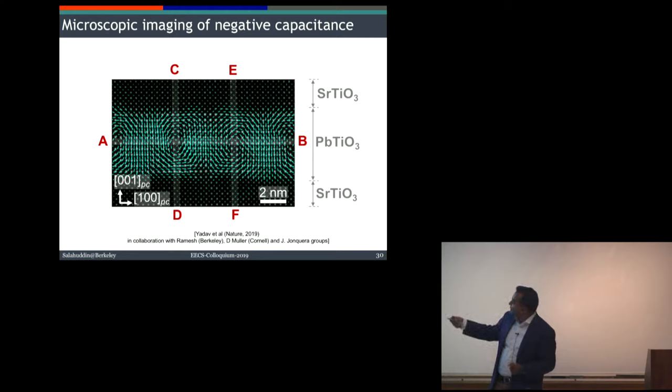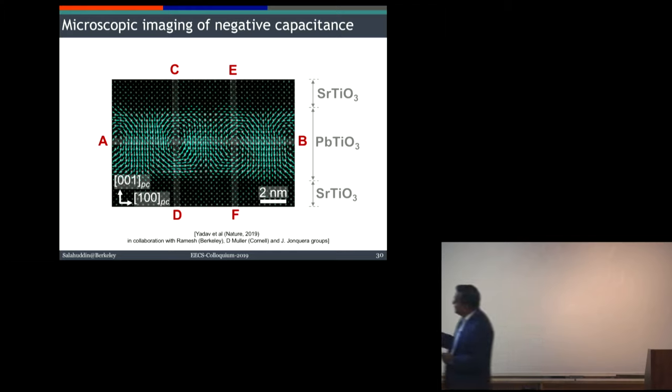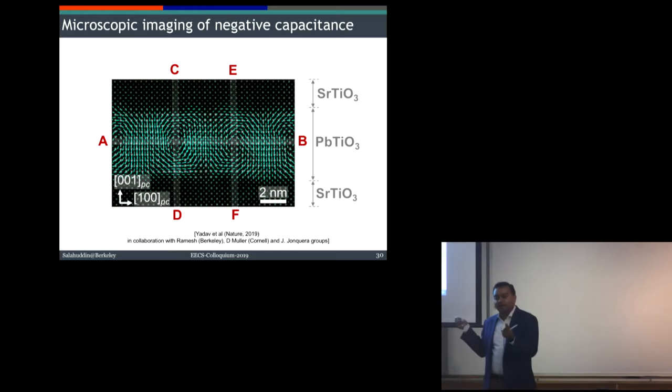So here you can see that we are imaging the polarizations directly. This is done at the Advanced Light Source at LBL. Only they can do this kind of imaging. So we can actually measure the distortion of the atoms directly, and we can see how the polarization looks.